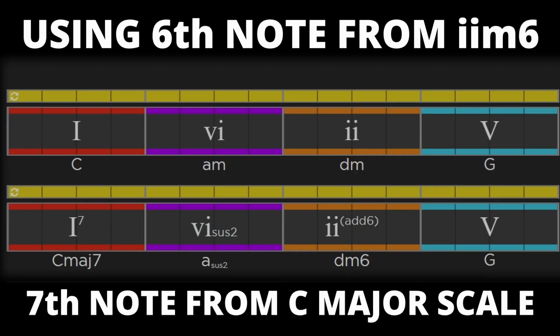In this example, we use a 1 major 7th chord and a 6 sus2 chord alongside the 2 minor 6th and the 5 chord. If you want help with these chord types, look in the description below. With the changes, they all have the 7th note from the scale in them. Listen to the shift in sound from standard triads to this alternative.